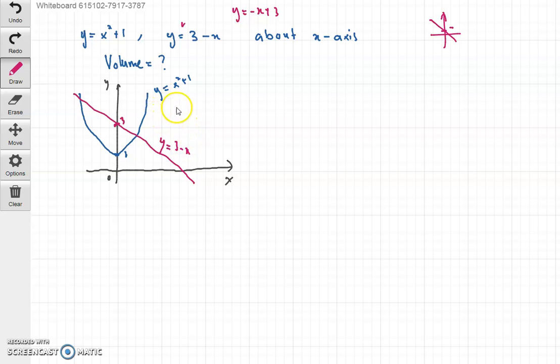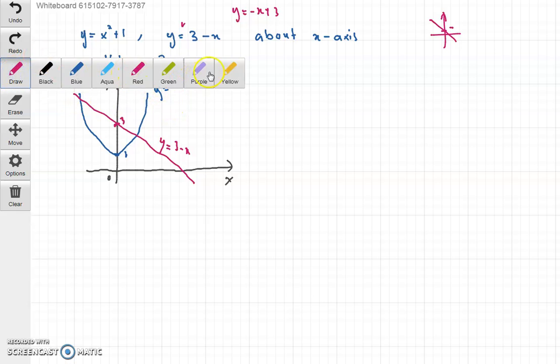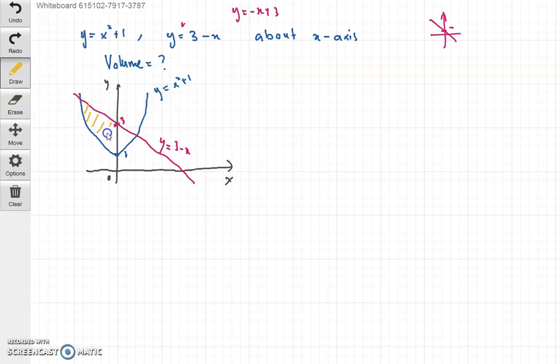So I think you can interpret where the area of the bounded region is, which will be somewhere here. Okay, so this is the value of your area.